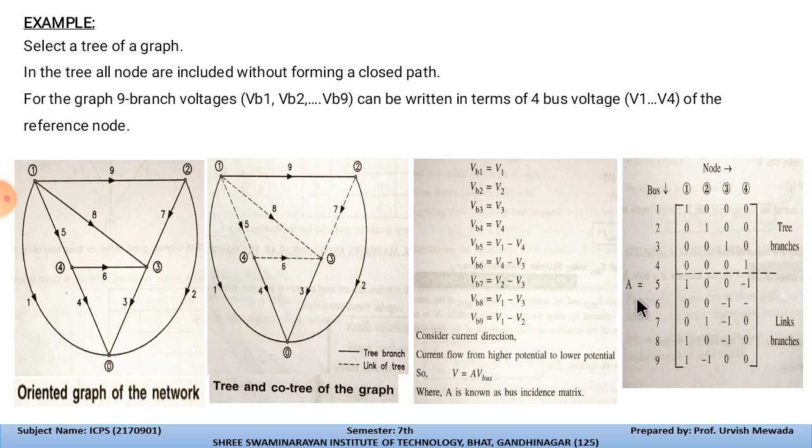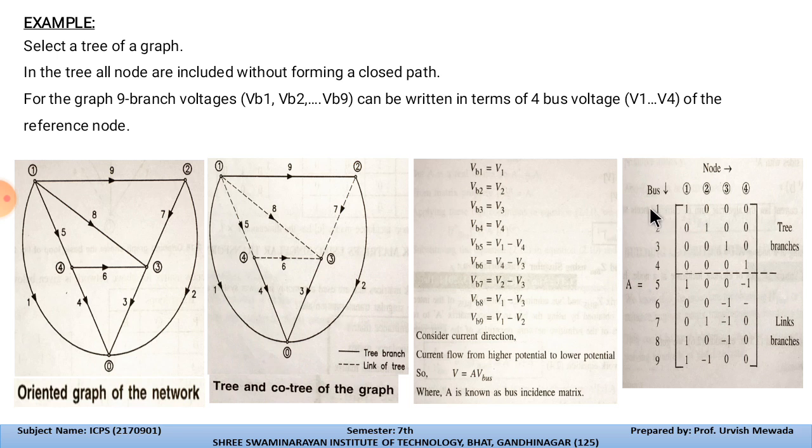Now this is the network which forms, meaning the bus incidence matrix which is formed. This is the number of elements, it's 9, and these are the nodes. We have the 9 elements, so that's why it is taken as 9, and these are the nodes, meaning we have the 4 nodes in this. We are not including 0 because it is the reference node, and in the bus incidence matrix we will not consider the reference node.